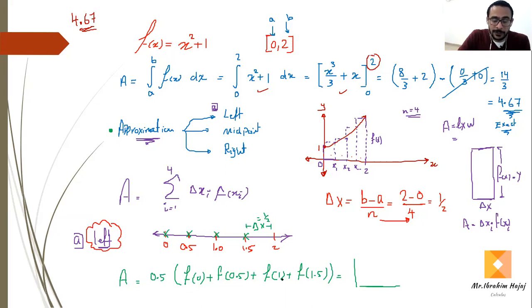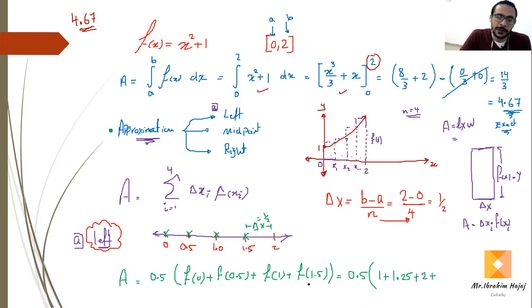Use your calculator and find f of 0. F of 0 means 0 squared plus 1, which is 1. So I'm going to open parentheses, f of 0 is 1. When it's 0.5 squared plus 1, 0.25 plus 1, which is 1.25, plus the next one, when we find f of 1, that means 1 squared plus 1 gives 2.